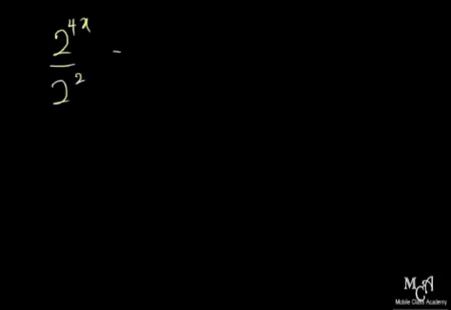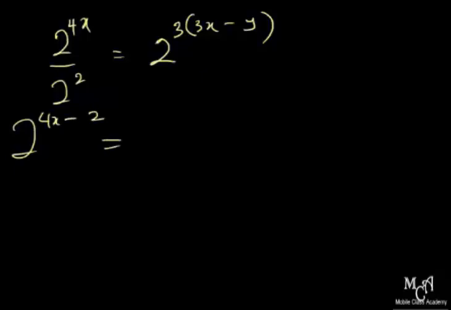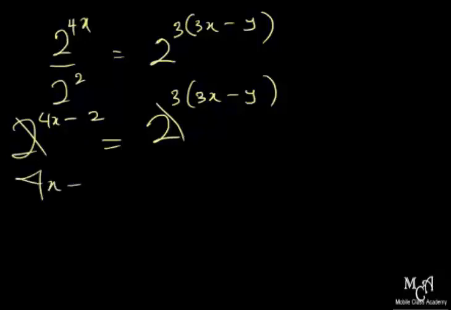Then for this second one, this is 2 raised to the power 4x over 2 raised to the power 2, equal to 2 raised to the power 3 bracket 3x minus y. Now this one here is dividing, so you can actually subtract the powers. So you have 2 raised to the power 4x minus 2, which is equal to 2 raised to the power 3 bracket 3x minus y. You can see what I did there. So this one cancels this. So we have 4x minus 2 is equal to 9x.